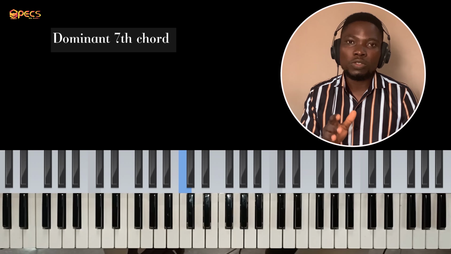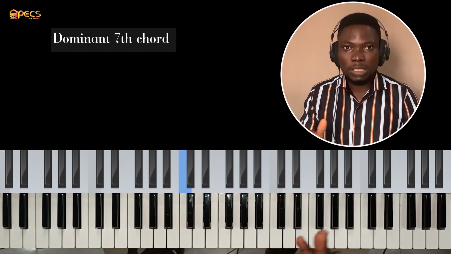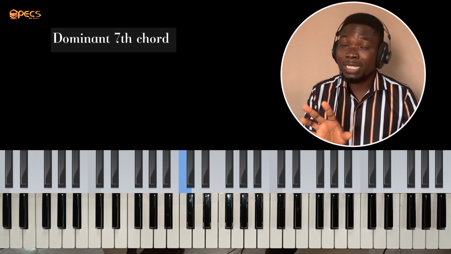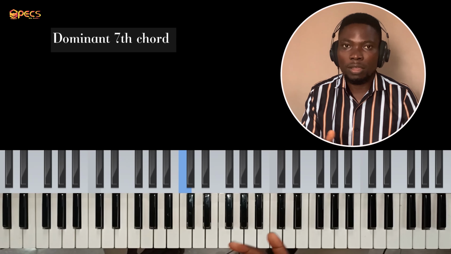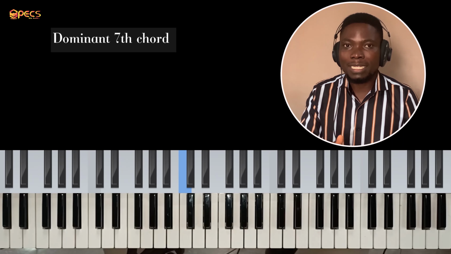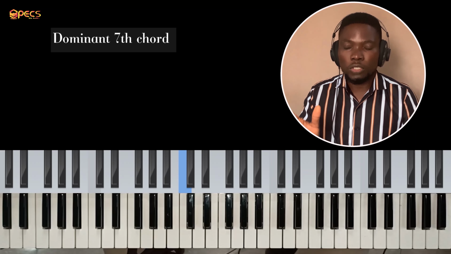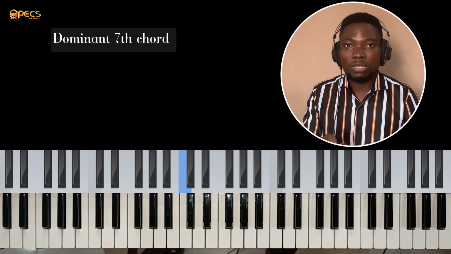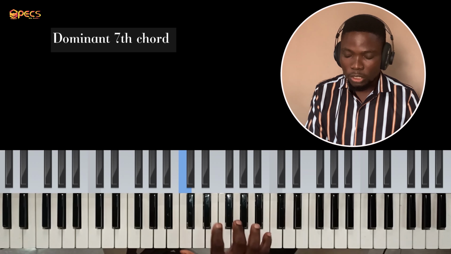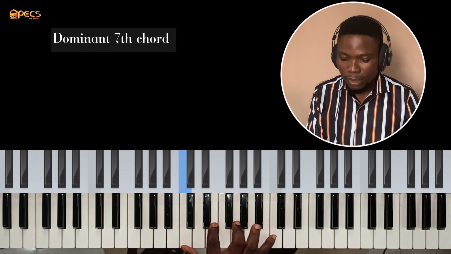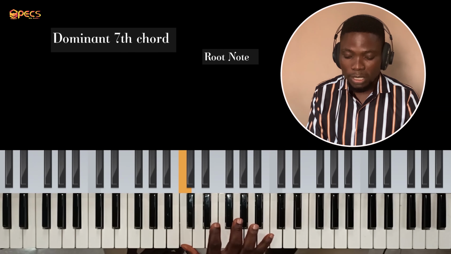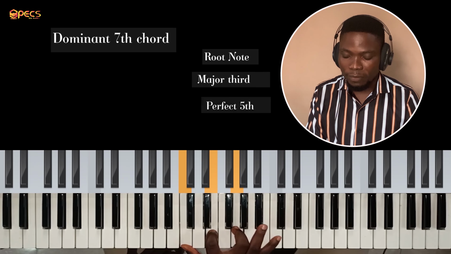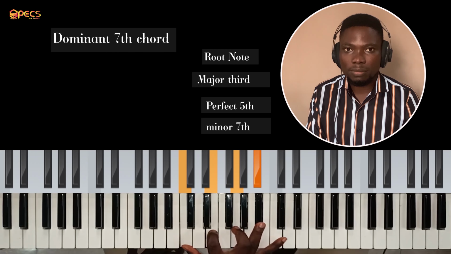Next on the chord classification is a dominant chord. A dominant chord is one of the 4-note chords. I'm still going to explain. Remember, we are treating triads, but since you are building a dominant chord, we're going to play more than 3 keys or 3 notes. So that is why I said it's one of the 4-note chords. For you to build a dominant chord, you need a root, which is a dominant 7th. So you need a root, a major third, perfect fifth, and a minor 7th.